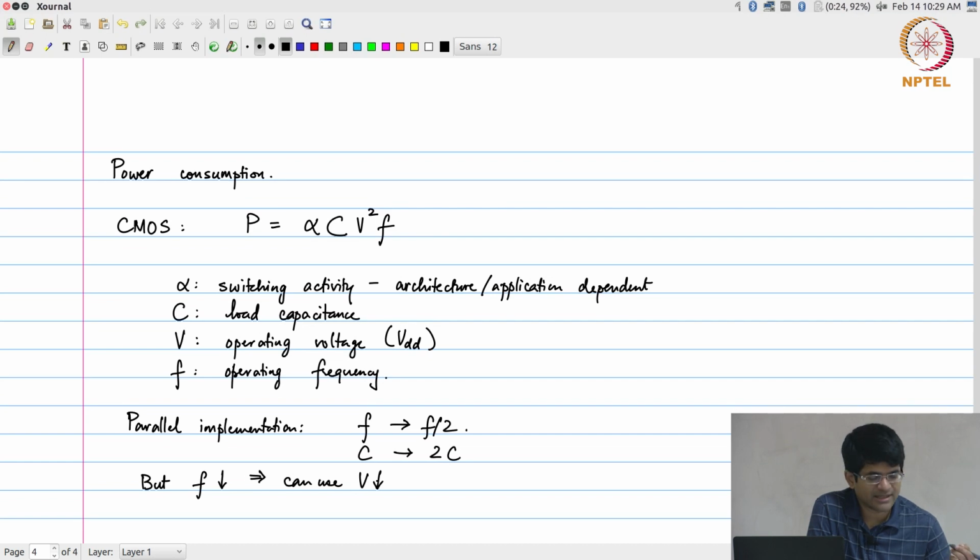Okay. The net result is that I can use this parallel implementation in order to bring down the total power consumed by the circuit. So, even though I have more hardware present, right, because I am able to operate at a lower voltage and achieve the same throughput, right, it may be possible for me to reduce the total power consumption of the circuit.